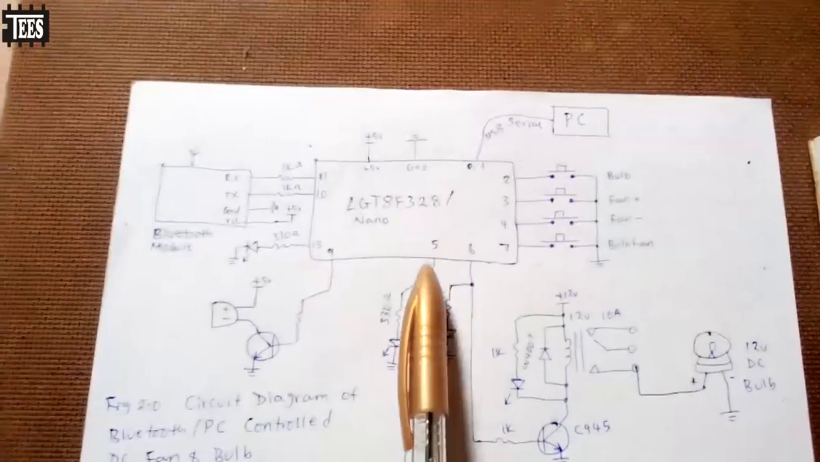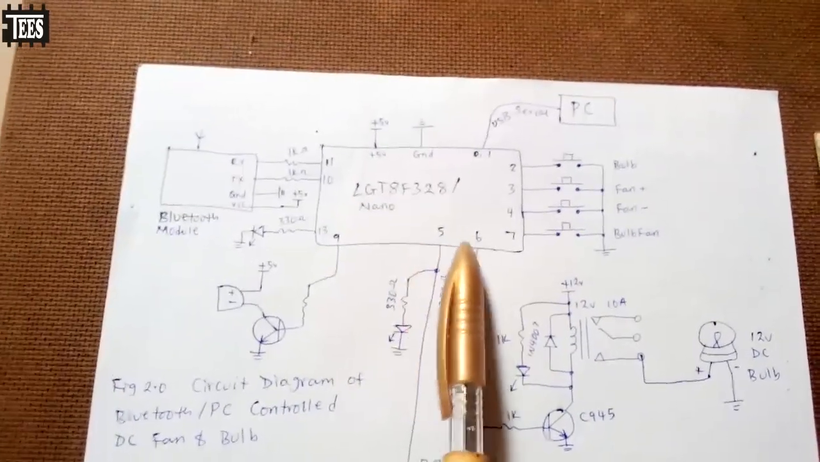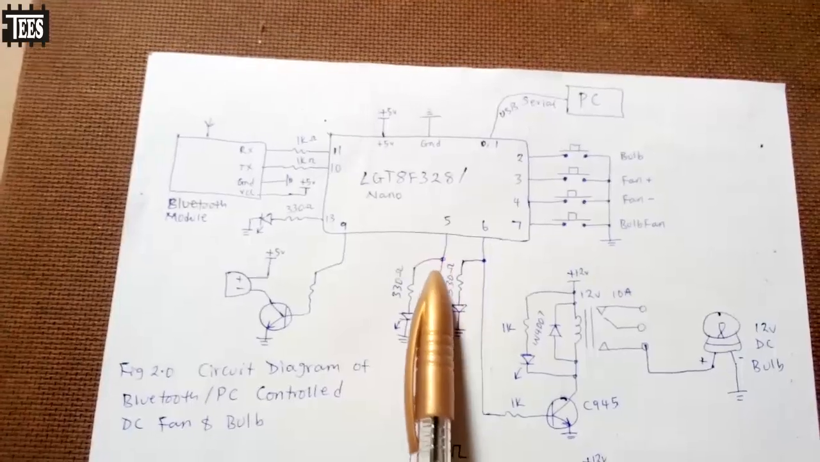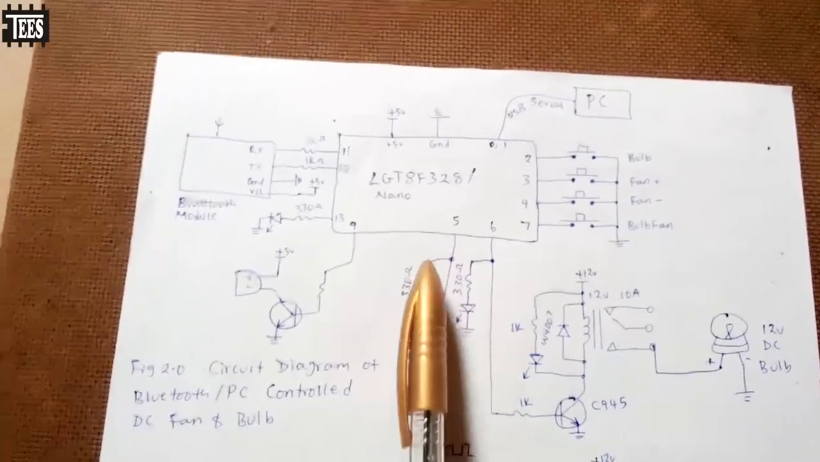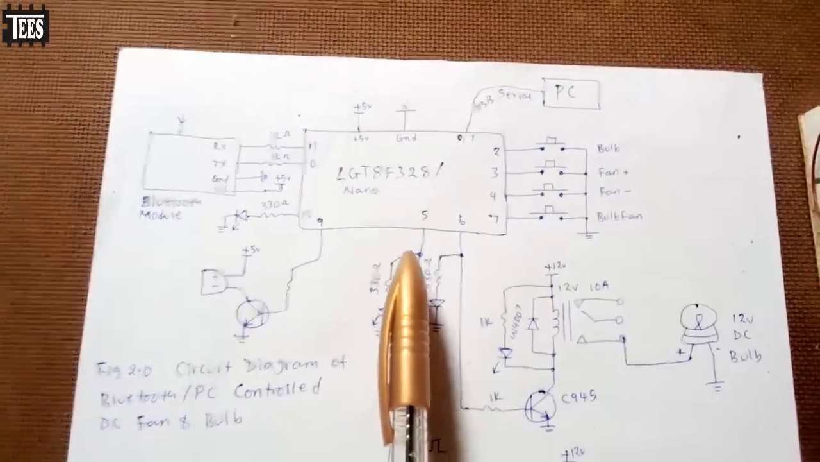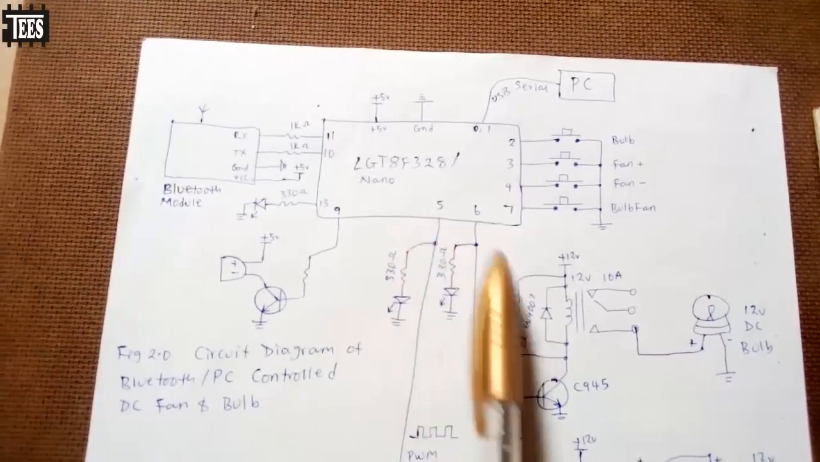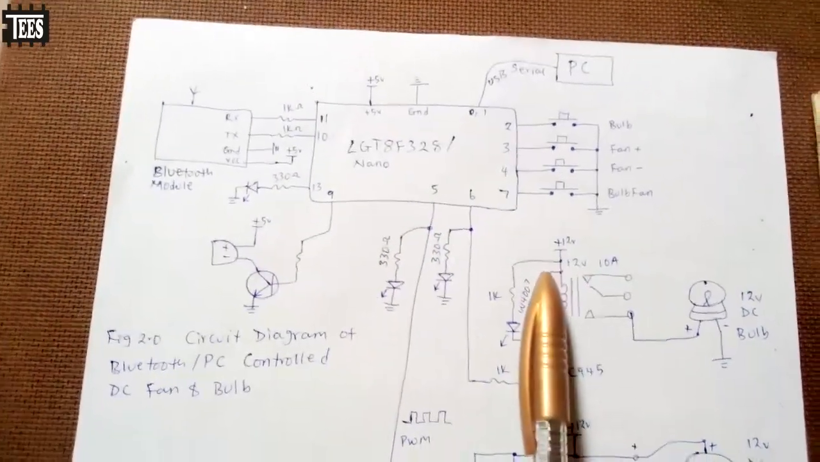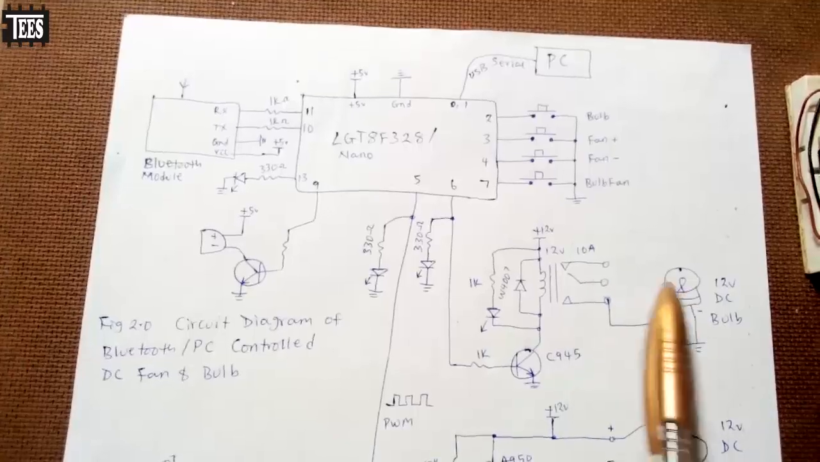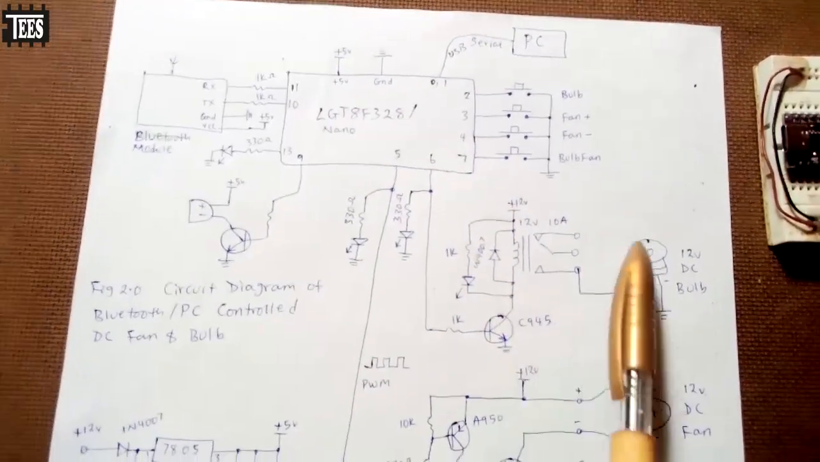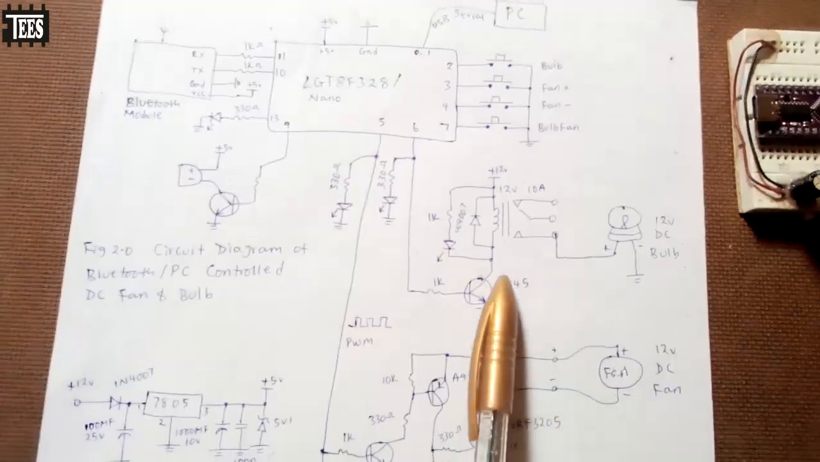Now look at this. I'm using the PWM pins, although I'm only using PWM on pin 5. That's for the fan, because we want to control the speed. You understand? So that pin must be a PWM pin. For this one, I'm using a relay here. I just want to turn it on and turn it off, so that's why I'm using a relay. I'm not going to be dimming the bulb. We're not going to do that.